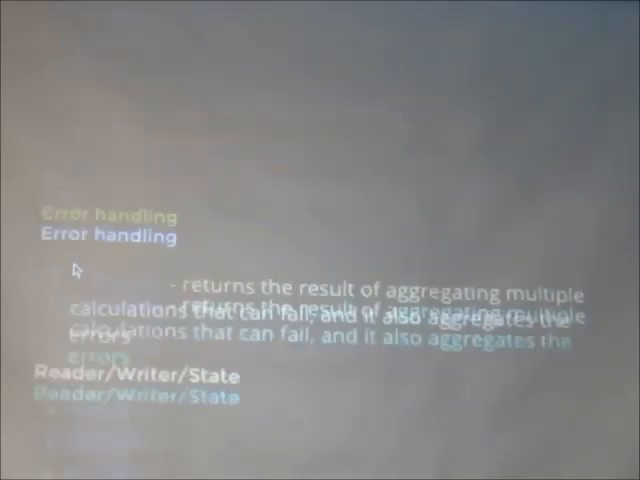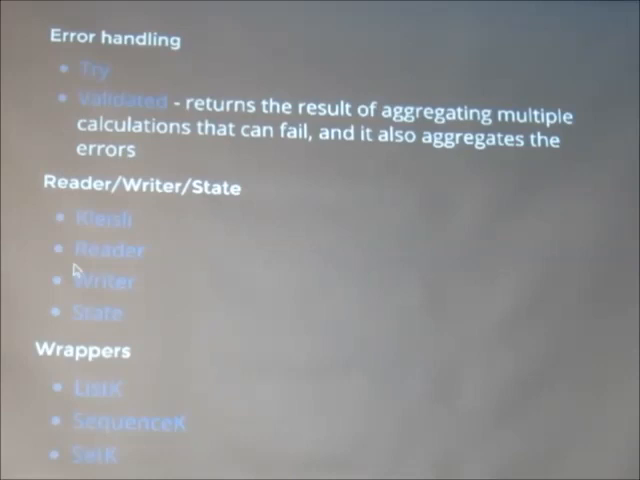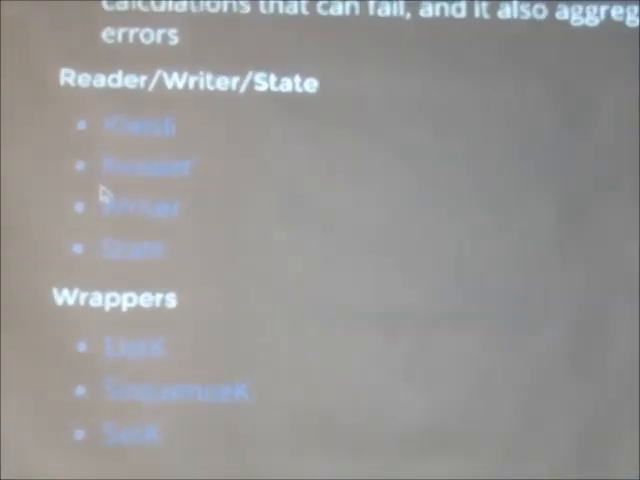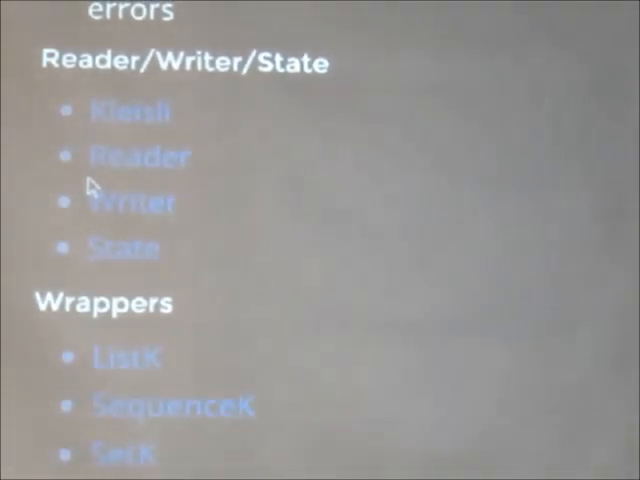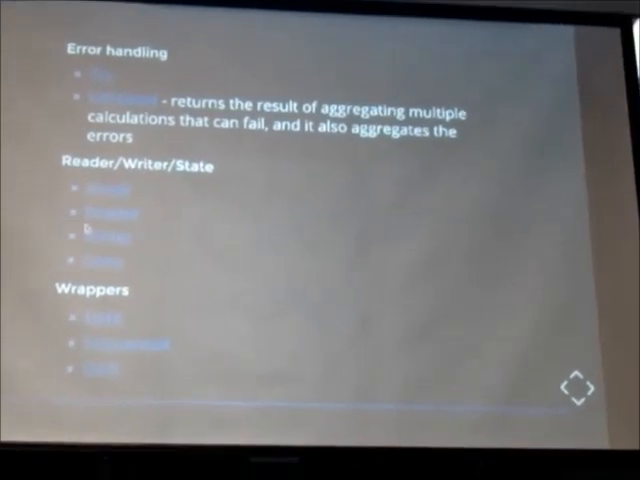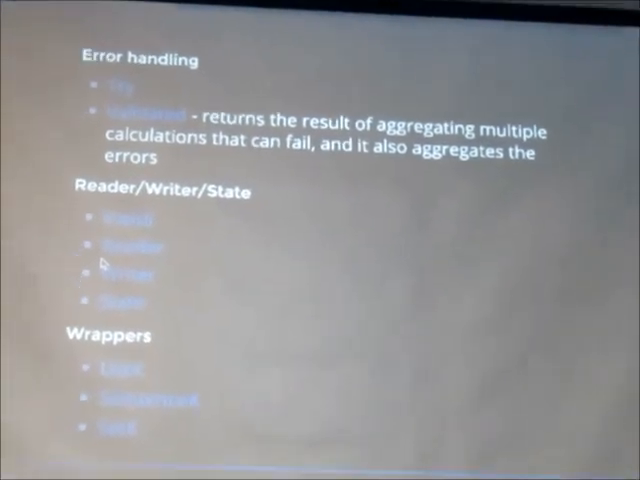What else do we have? We have error handling. We spoke about try, that's going away. Validated is a good way if you have a whole bunch of computations that you want to do and you want to aggregate up the errors. If you think about form validation, for example, you want to know what's wrong with your form. You want to aggregate that up and say, hey, your password's wrong, this is wrong, that's wrong. So validated is a good monad to use in that case. Yeah, read, write, state, that's a whole bunch of other things that deal with effects.